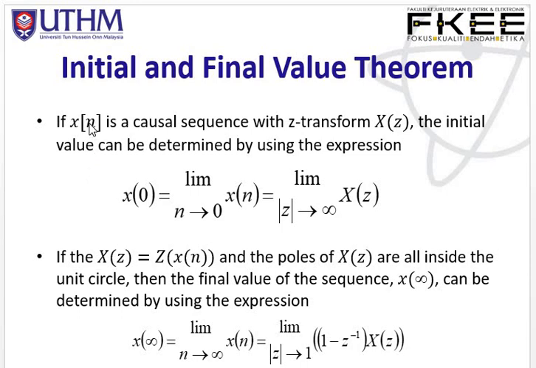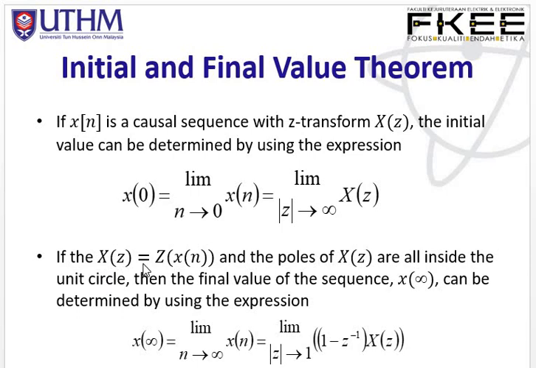Next is about the initial and final value theorems. If xn is a causal sequence with the Z transform of xz, the initial value can be determined by using the expression x0 equals the limit as n goes to 0 of xn, which is also equivalent to the limit as z goes to infinity of xz. So this means that if xz equals x0 plus x1 z inverse plus x2 z power minus 2 and so on, and we assume z equals infinity, each of the terms in xz goes to 0 except the first one.